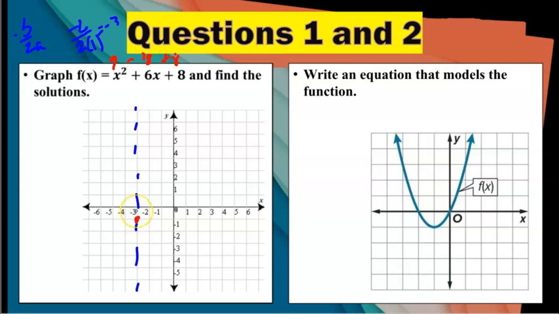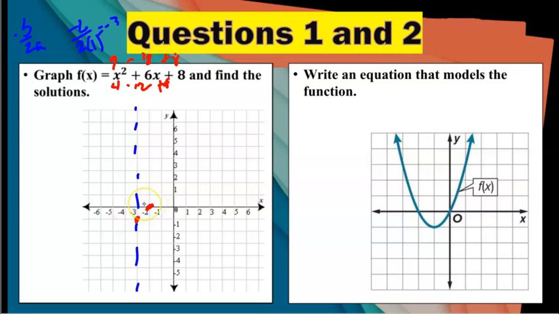So if that's our vertex, all I need to do is pick a number on each side of the axis of symmetry to find another point that would create my quadratic. So for this one, I will choose, let's just say, negative 2 for x. That would give us 4 minus 12 plus 8. So 4 minus 12 is negative 8. Negative 8 plus 8 is 0. So that means I have a point at negative 2, 0.